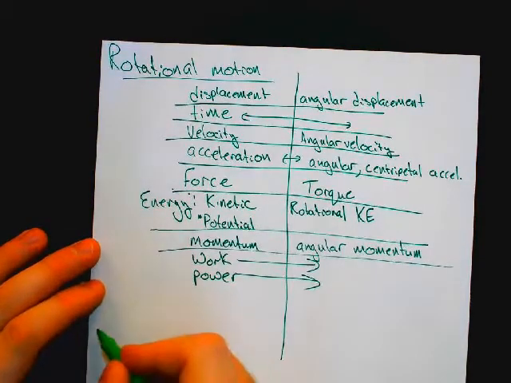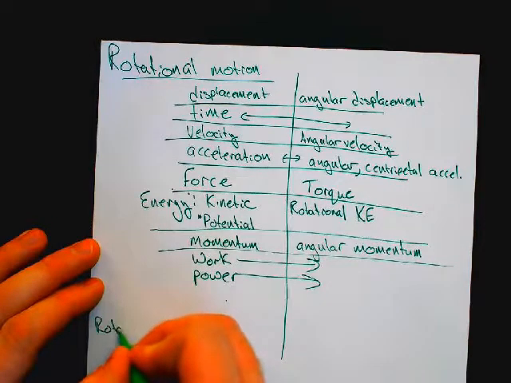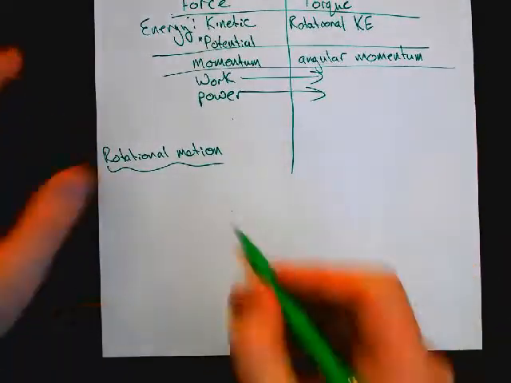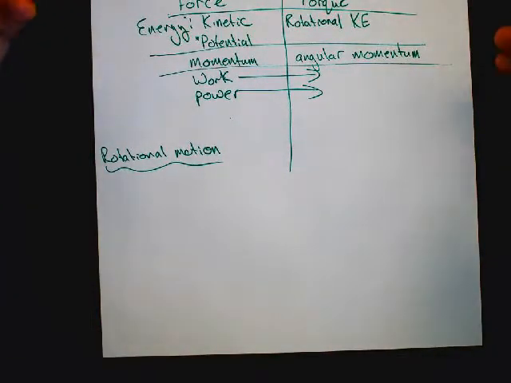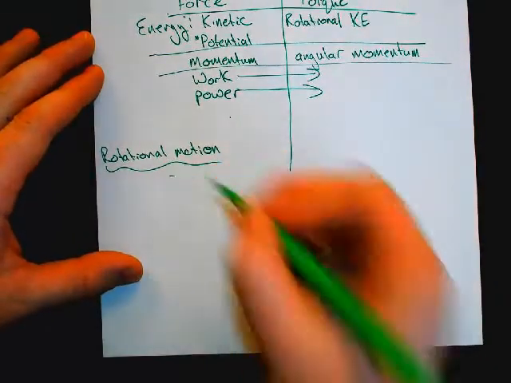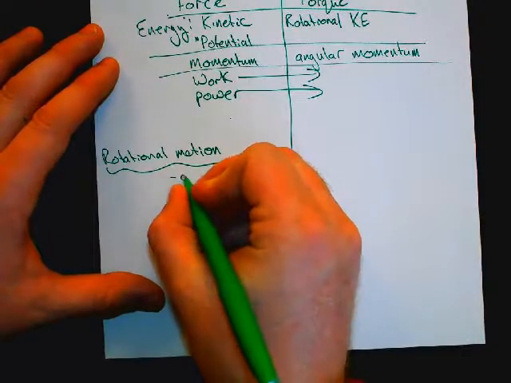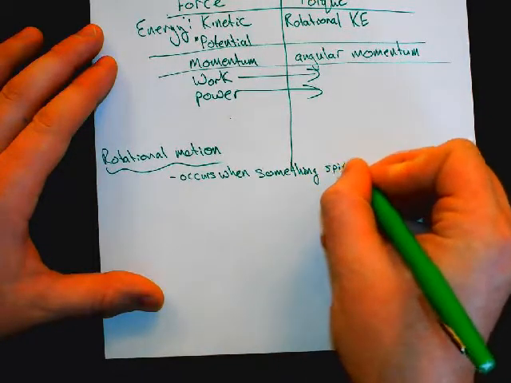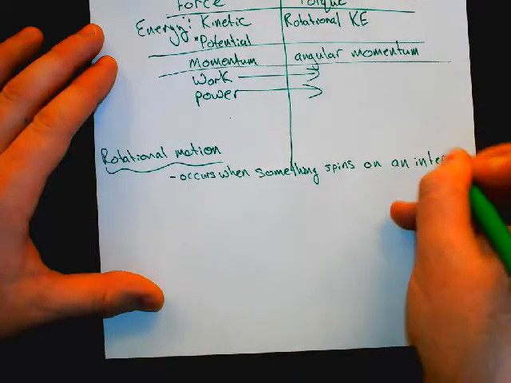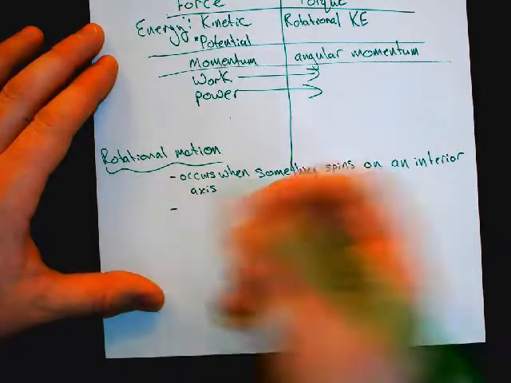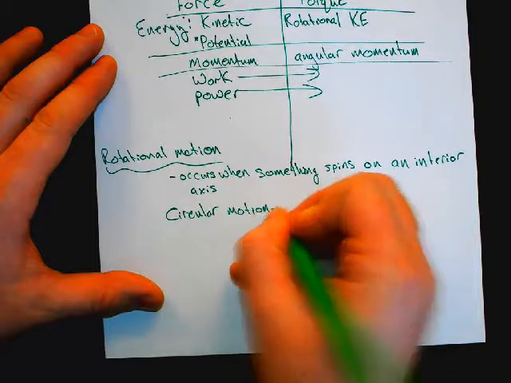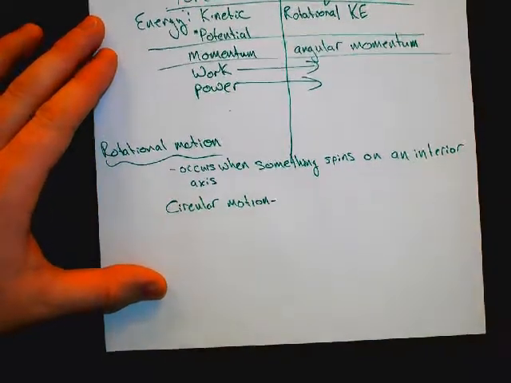Right. So the first topic we've got, as listed above, is rotational motion. We're just going to start out by defining some of the key concepts. First of all, everything we're going to be talking about is going in a circle. It can be going in a circle either as it's spinning about an interior axis or as it's going around in circular motion. Rotational motion occurs when something spins on an interior axis, as opposed to circular motion, when something orbits or rotates around an exterior axis.